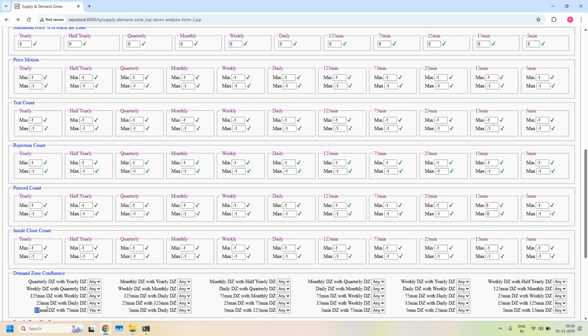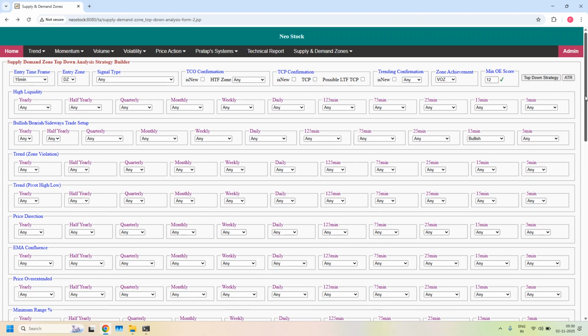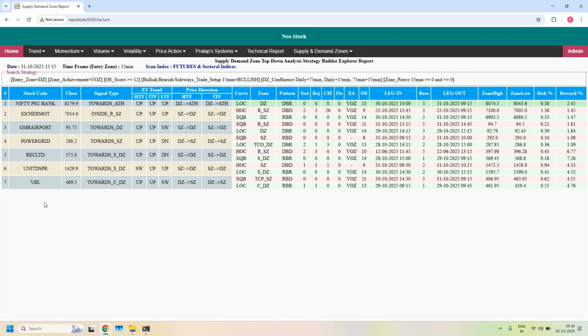First one, 15 minutes and 75 minutes enabled, 15 minutes and daily, 75 minutes and daily demand zone confluence. So by enabling all the 3 filters, we got 7 stocks. In all these 7 stocks, all these 15 minute demand zones are overlapped with the 75 minute demand zone, and then both together again overlapped with the daily demand zone.